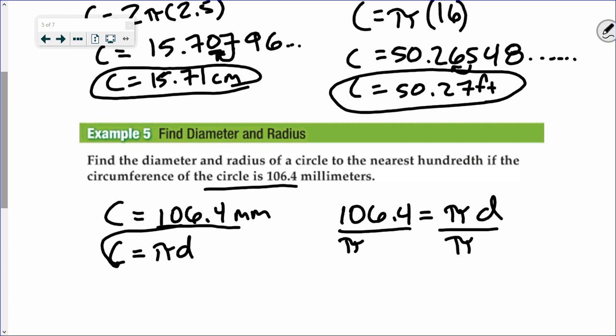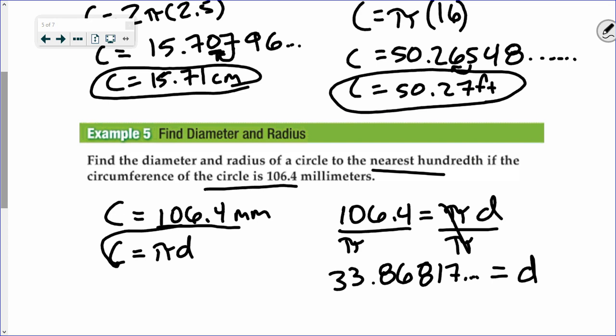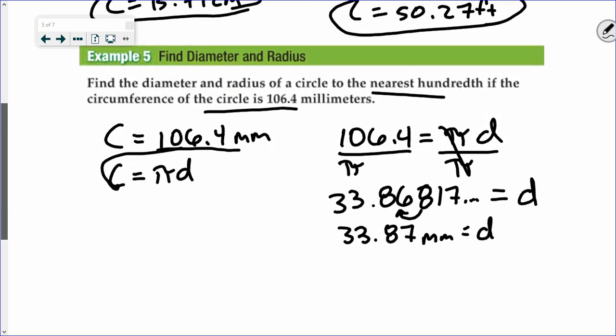So 106.4 divided by, use the pi button, and you get 3.868117. So that's what we get for diameter. We want it to the nearest hundredth, so let's round to 2 decimal places. 33.87 millimeters would be the diameter. Once you have diameter, pretty easy to find radius. Just divide by 2. So radius is diameter divided by 2. Recall that from yesterday. So to find radius, I would just do 33.87 divided by 2.